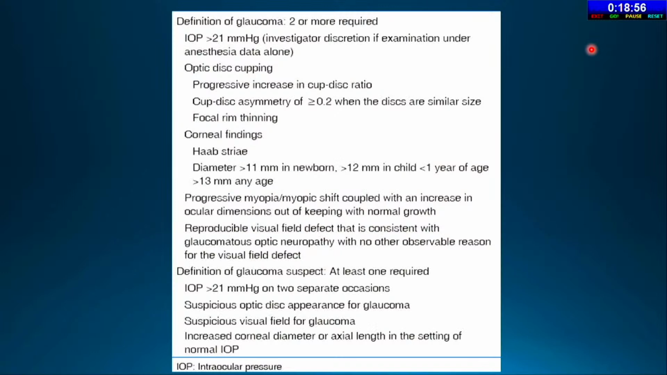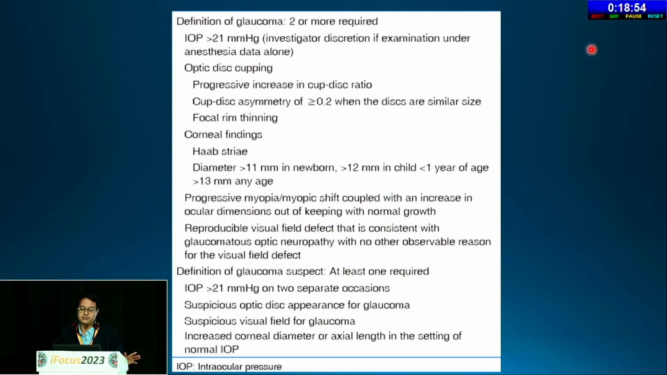So the definition of glaucoma, as you know, in adults, the pressure is important, but in children, the measurement of the pressure is sometimes tricky because you measure them during an EUA, examination under anesthesia, and there so many factors come into play. So optic disc cupping, again, and most importantly for children, there are two factors that you have to take in consideration. One is the corneal findings, because the glaucoma appears at an earlier age, there is progressive enlargement of the eyeball.